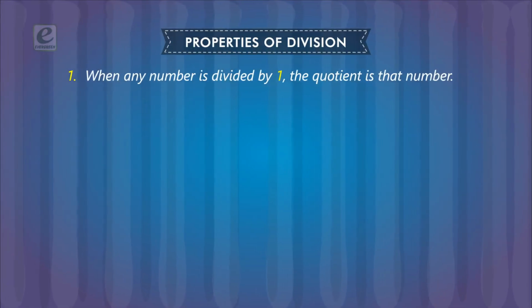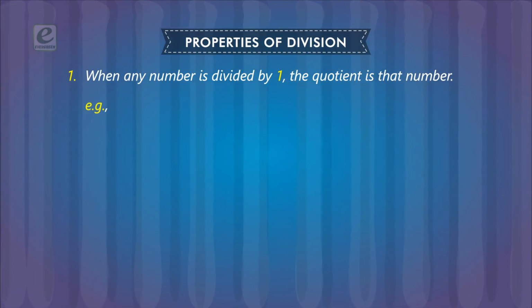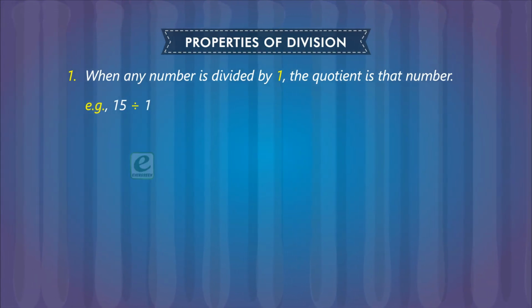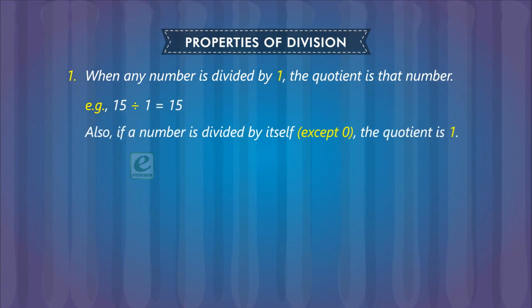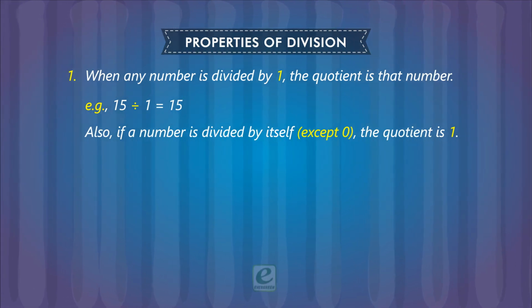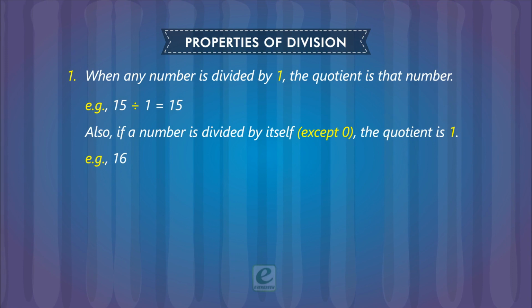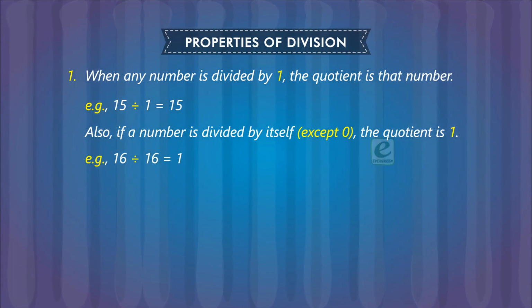When any number is divided by 1, the quotient is that number. For example, 15 divided by 1 is equal to 15. Also, if a number is divided by itself except 0, the quotient is 1. For example, 16 divided by 16 is equal to 1.